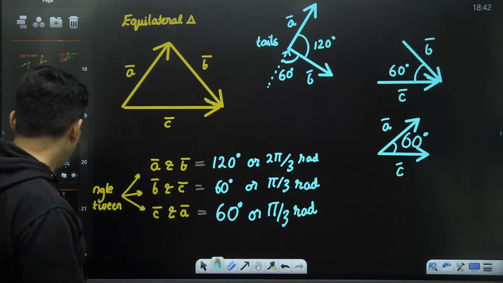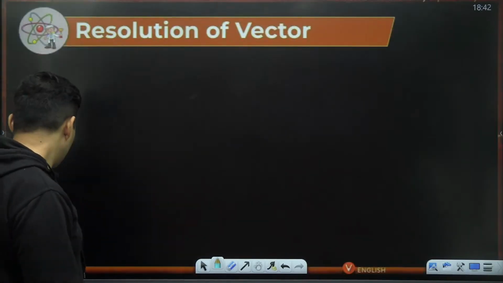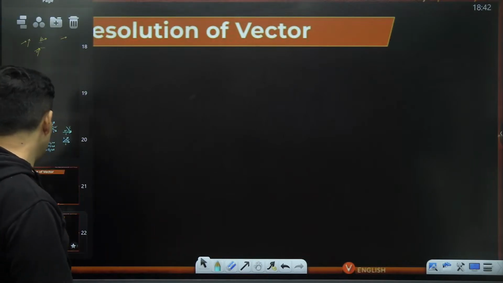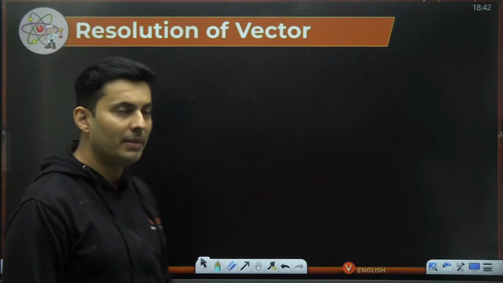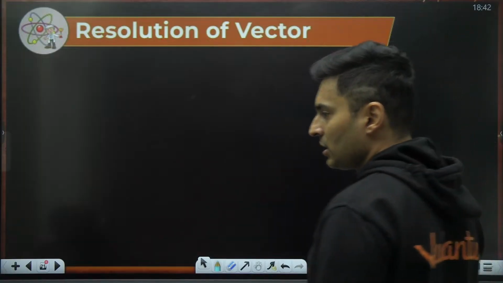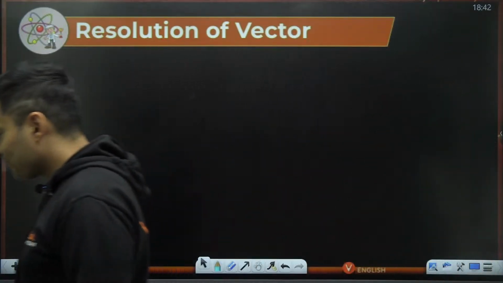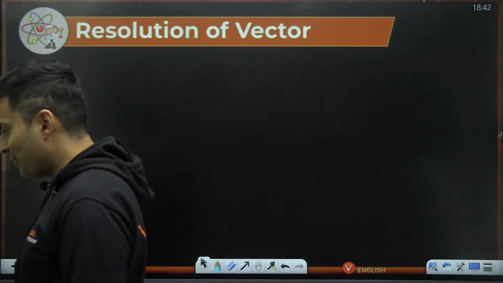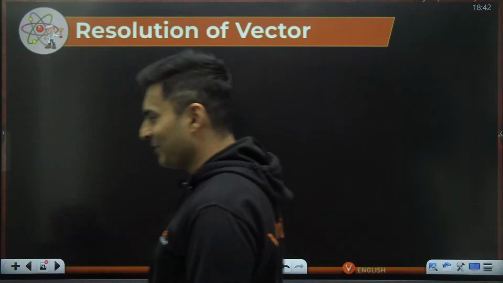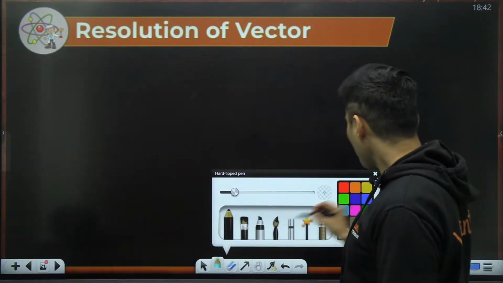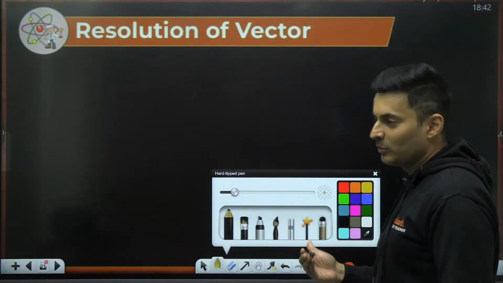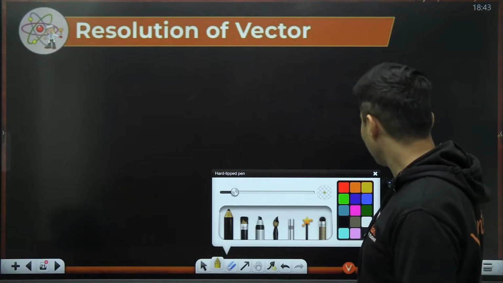Great. Now, let us come to the main thing, which is the resolution of a vector, which is the main concept of today's class. Now that we have understood it. Yes, Abhijit, of course I remember you from the previous class. Our junior most, or one of the junior most students out here.